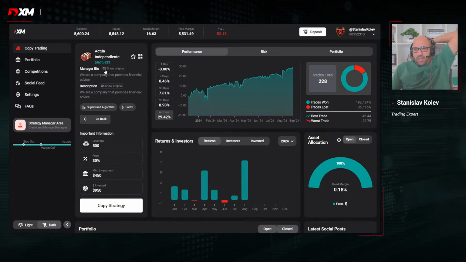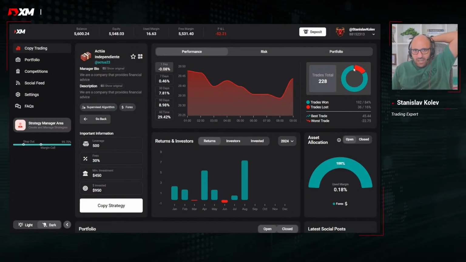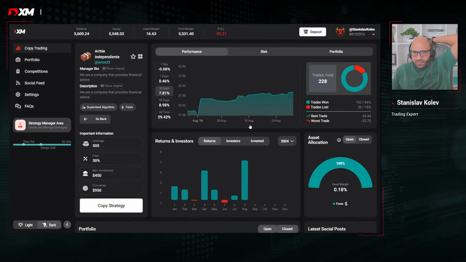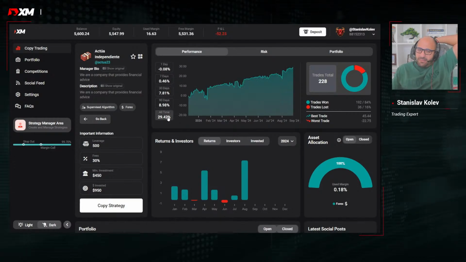Independiente. We got most of the trades winners. I think I can put some money into that. The drawdown is not too big. The person is not too overexposing, and the minimum investment is 450. I think that we are kind of aiming for some stable growth here. You could see how the chart is constantly going up.